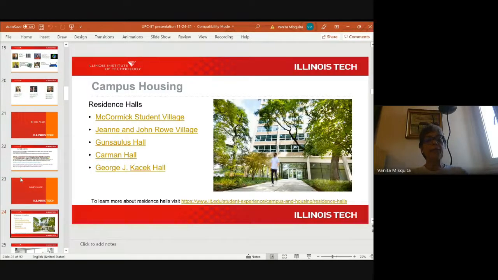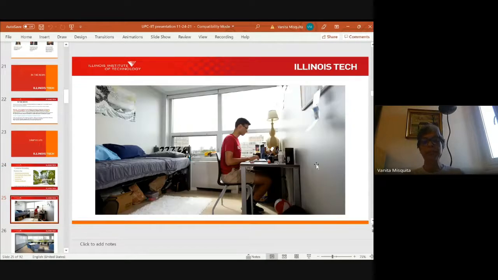In terms of campus life, we have housing on campus, residence halls. We have 5 of them. Graduate students like you, master level students, have the option of either choosing to live in our residence halls, or you can choose to live in an apartment in the city of Chicago. You are not obliged to live in our residence halls. You can decide if you want to or not. I've posted a picture of the most recently renovated hall, which is Kacek Hall. And here's a picture of a single room. You can choose a single room or share a double room with another student. The prices vary.